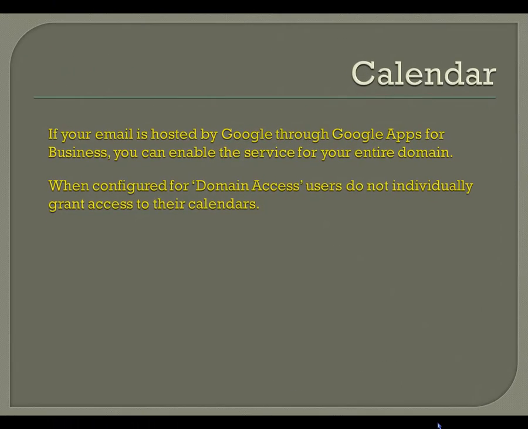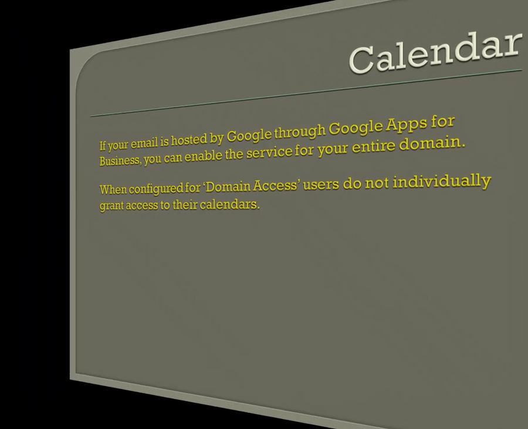If your corporate email is being hosted by Google through the Google Apps for Business services, and you want to enable the Google Calendar service for your entire company, the Google Calendar service can be configured for domain-wide access. When Google Calendaring is configured for domain-wide access, the individual users will not need to allow access to their calendar. Instead, Mobiso is granted access to all calendars within the domain.